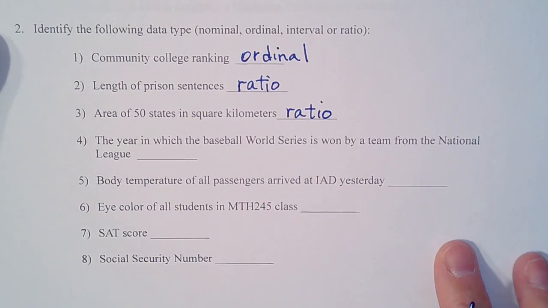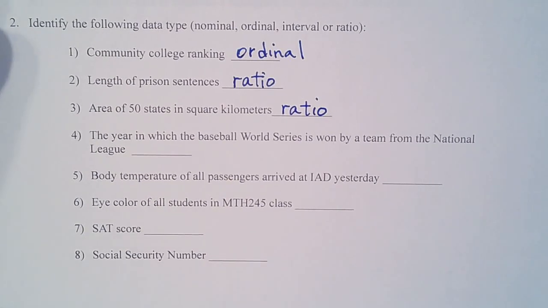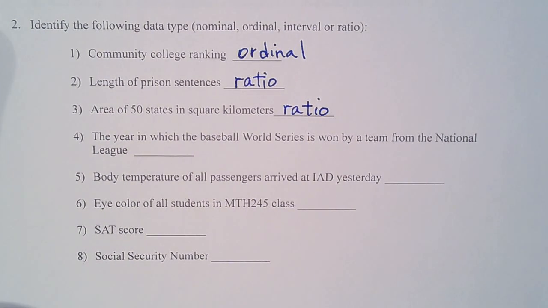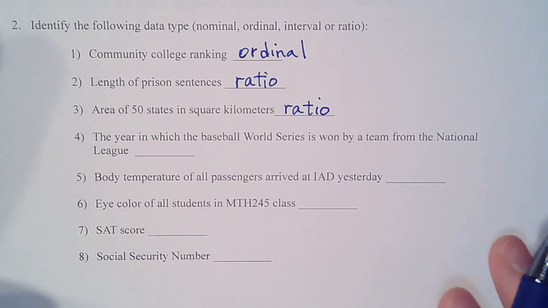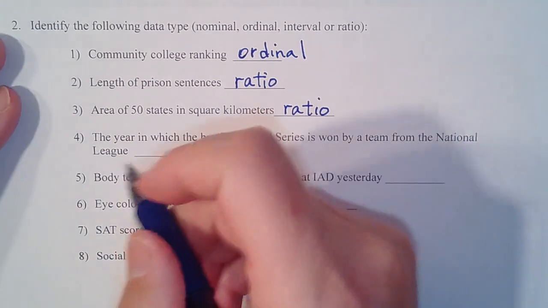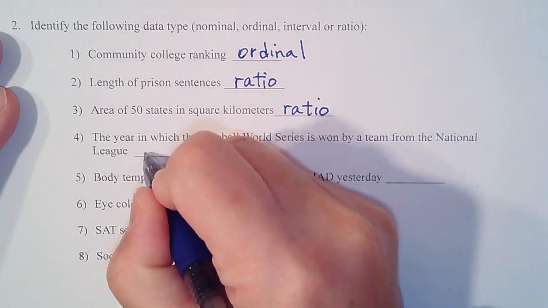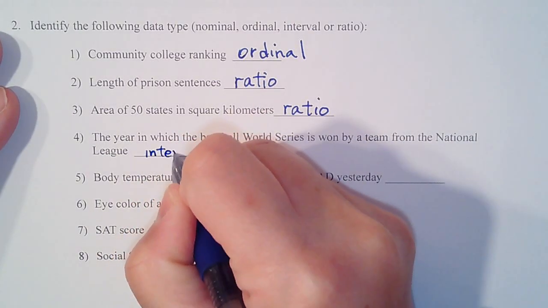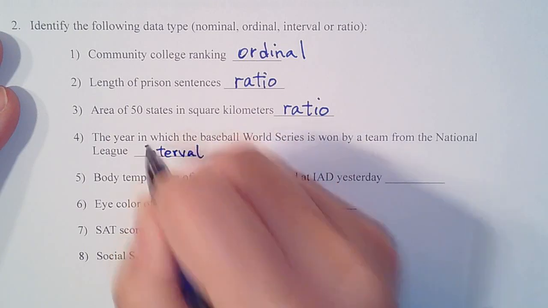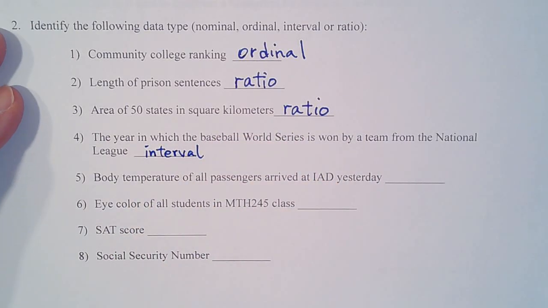Okay, next. The year in which the baseball World Series is won by a team from the National League. We talk about something like 2022, 2023, things like that, and that's a very typical interval. We talk about a year. Okay, body temperature, interval.